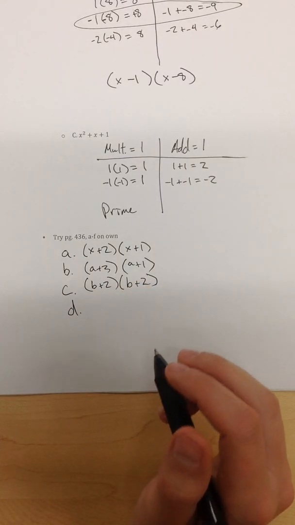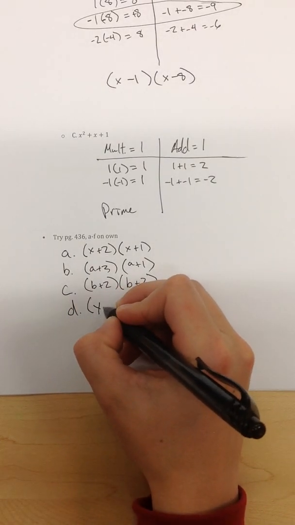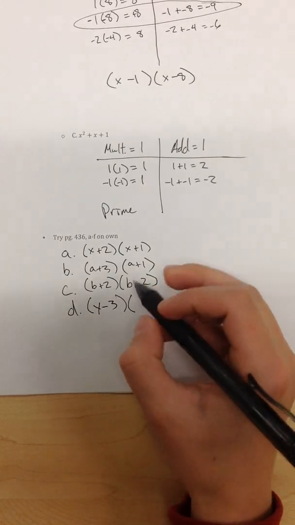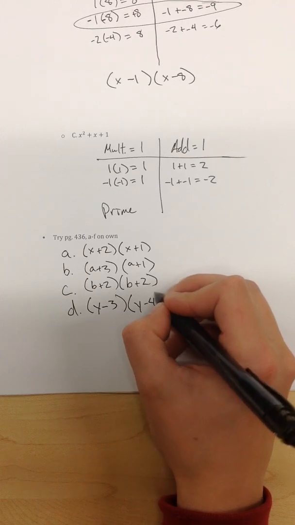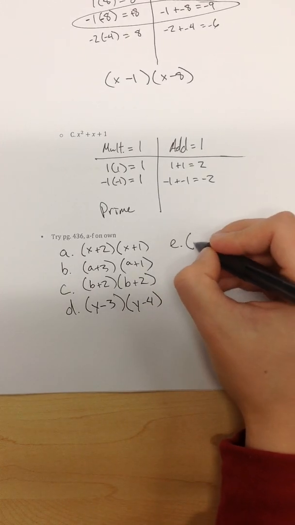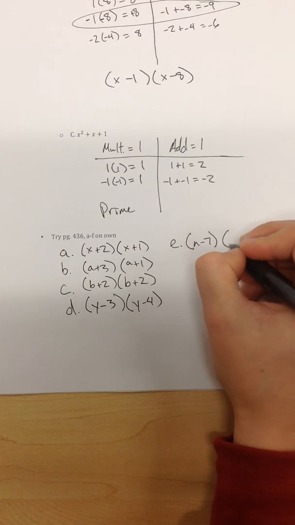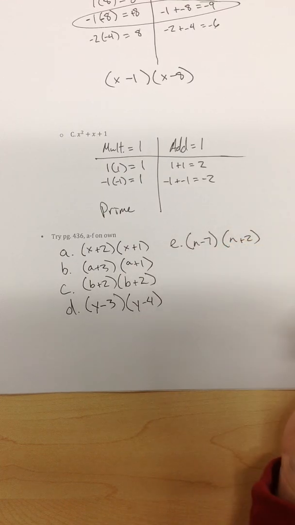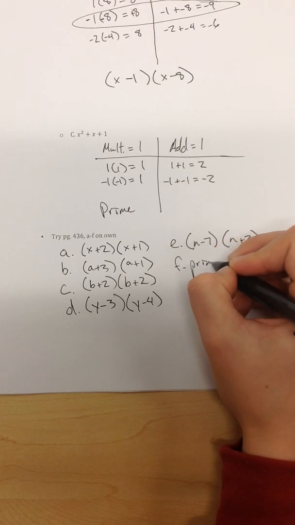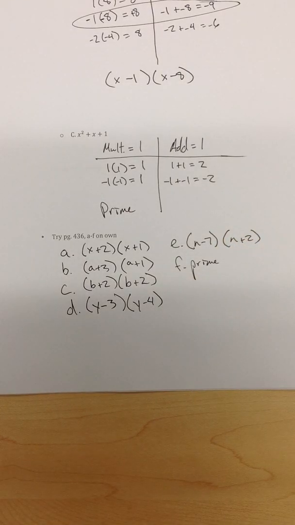D is parentheses y minus 3, or you could do plus a negative 3, and then y minus 4, or plus a negative 4. E, you get n minus 7 and n plus 2. And then for F, it comes out to be prime because nothing is possible with that one.